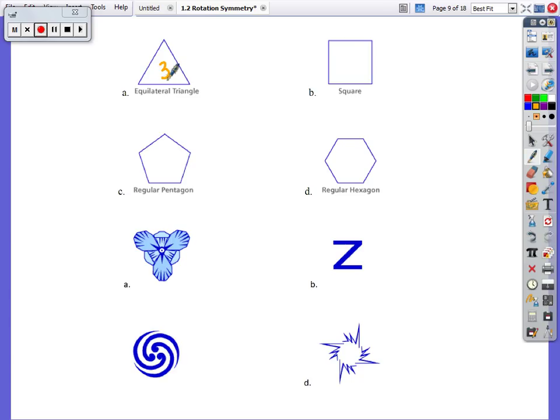Well, if you need to find the angle of rotation, what you're going to do is take 360 degrees and divide it by your order of rotation, which would be 3. So every time you rotate that triangle, what you're really doing is rotating it 120 degrees, okay?